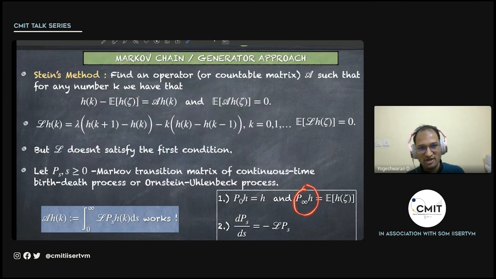P infinity is the expectation of H of zeta. You see these two things here: the two extremes are 0 and infinity. The derivative is this. This is just integration by parts once you know these two properties of P_s. So this is my A.